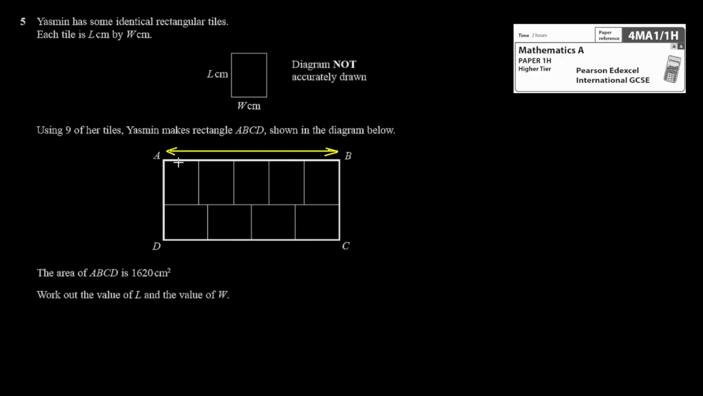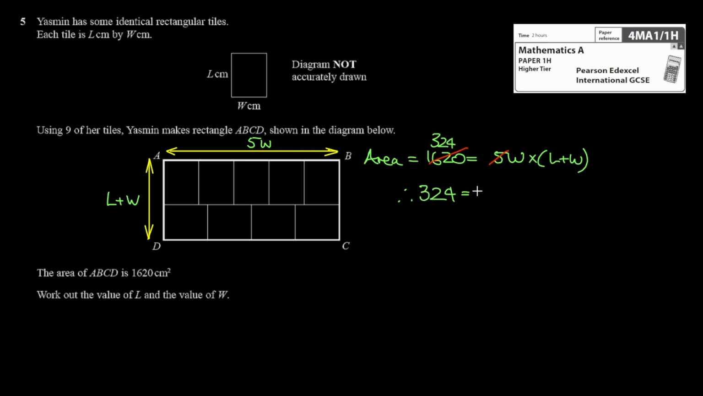Along the top, we'll have 1, 2, 3, 4, 5 lots of W. So this is 5W. This will be L plus W. So the area, which is equal to 1620, is equal to 5W multiplied by L plus W. Well, straight away, the 5 will go into 1620 324 times. So therefore, 324 is equal to WL plus W squared.